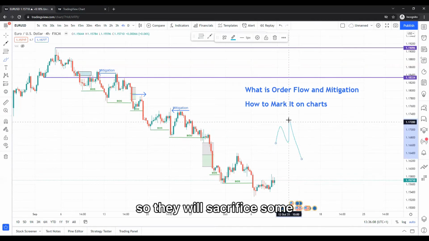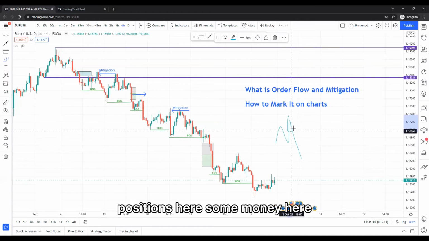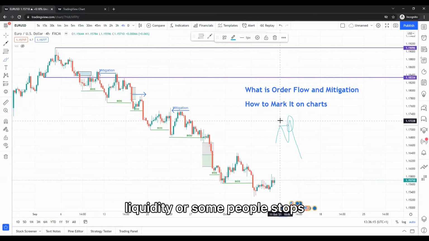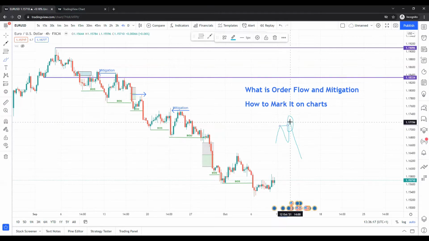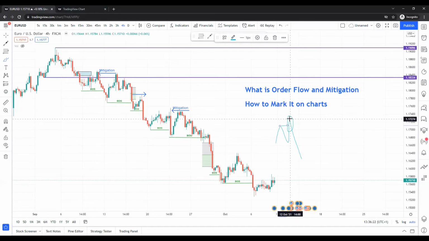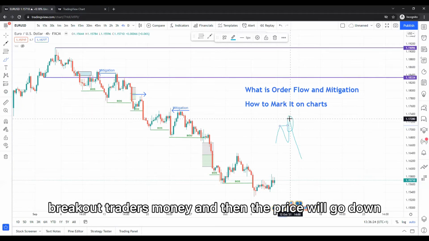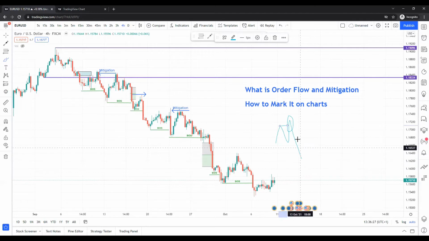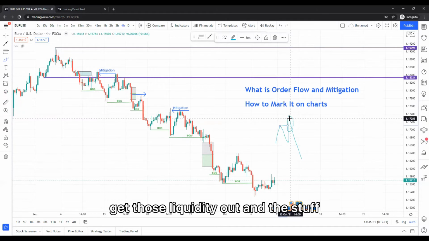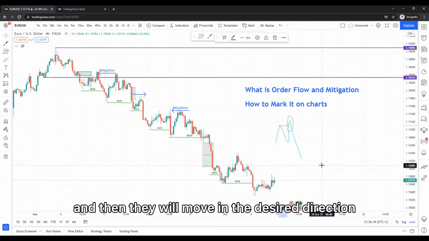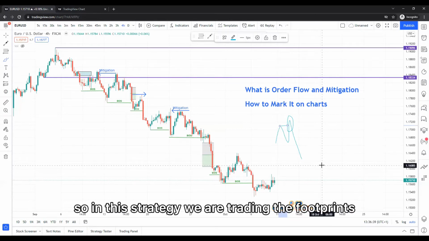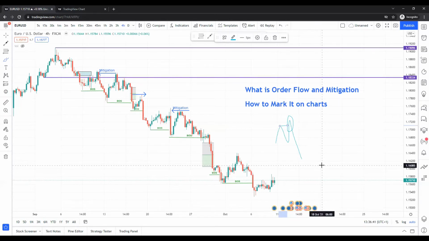They will sacrifice some positions here, some money here, in order to get liquidity, or people's stop orders, stop losses, and breakout traders' money, and then the price will go down. They sacrifice these positions to get that liquidity out, and then they move in the direction they wanted. So in this strategy we are trading the footprints of their actions.